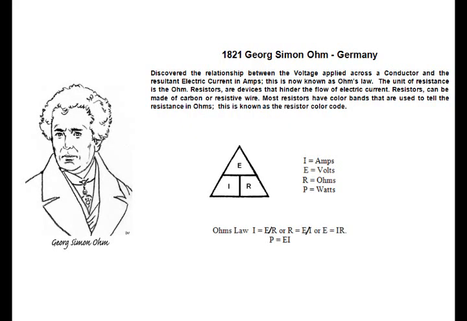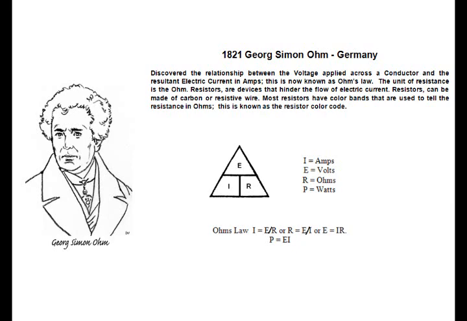But Ohm came up with a law, which is a relationship of volts, amps, ohms, resistance, and watts. I showed you the watt formula earlier. Amps, how much current's flowing. Volts, the electrical pressure. Ohms, the amount of resistance. And watts, how much power is being derived.